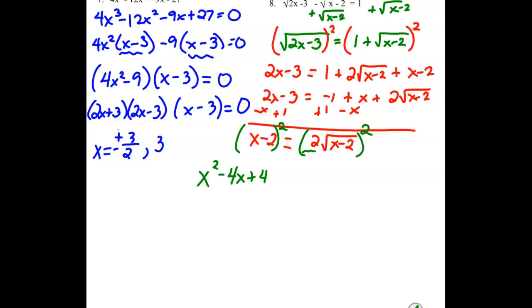On the right side, I have to be careful because there's a 2 in front here that has to get squared to become a 4. It's being multiplied to a square root that will cancel when I square it to be an x minus 2. So I end up with 4x minus 8 on that side.